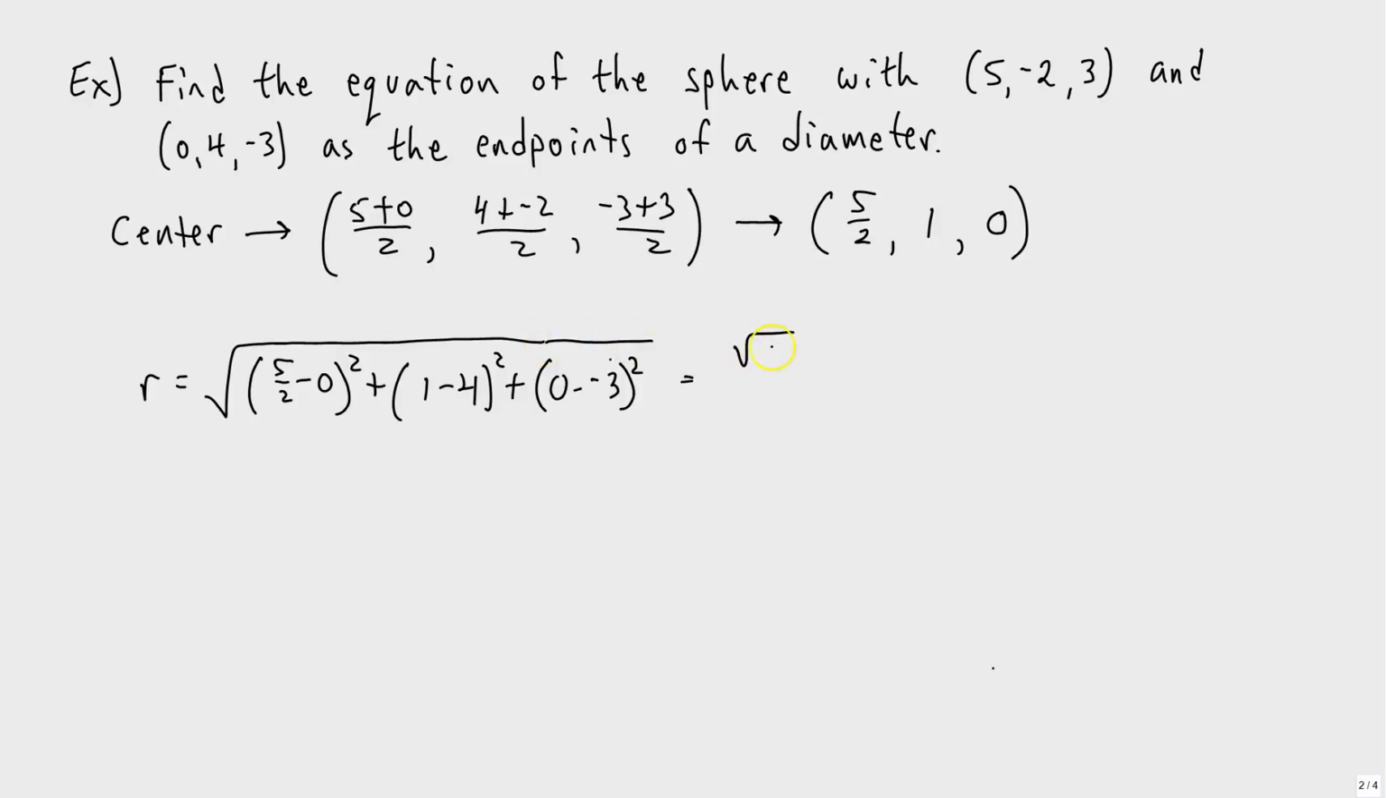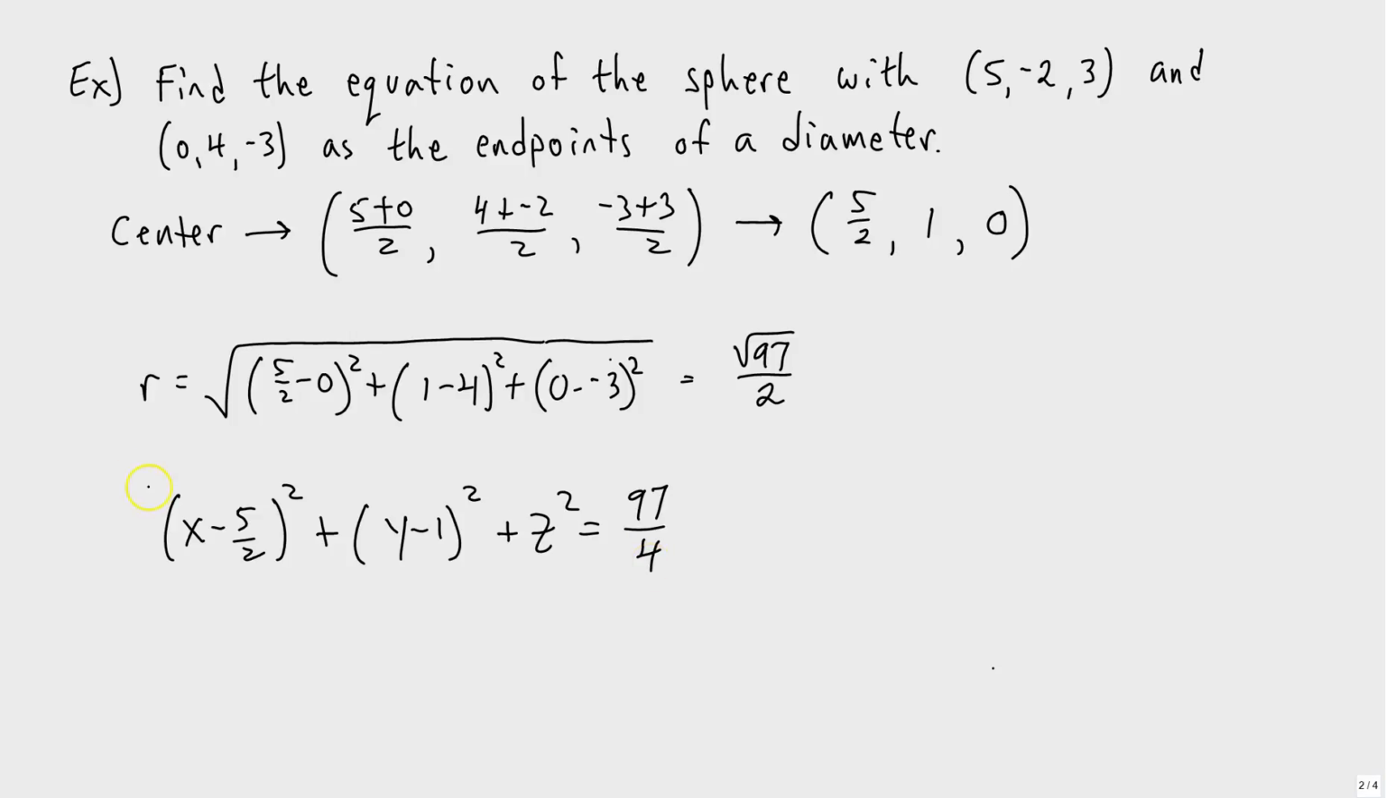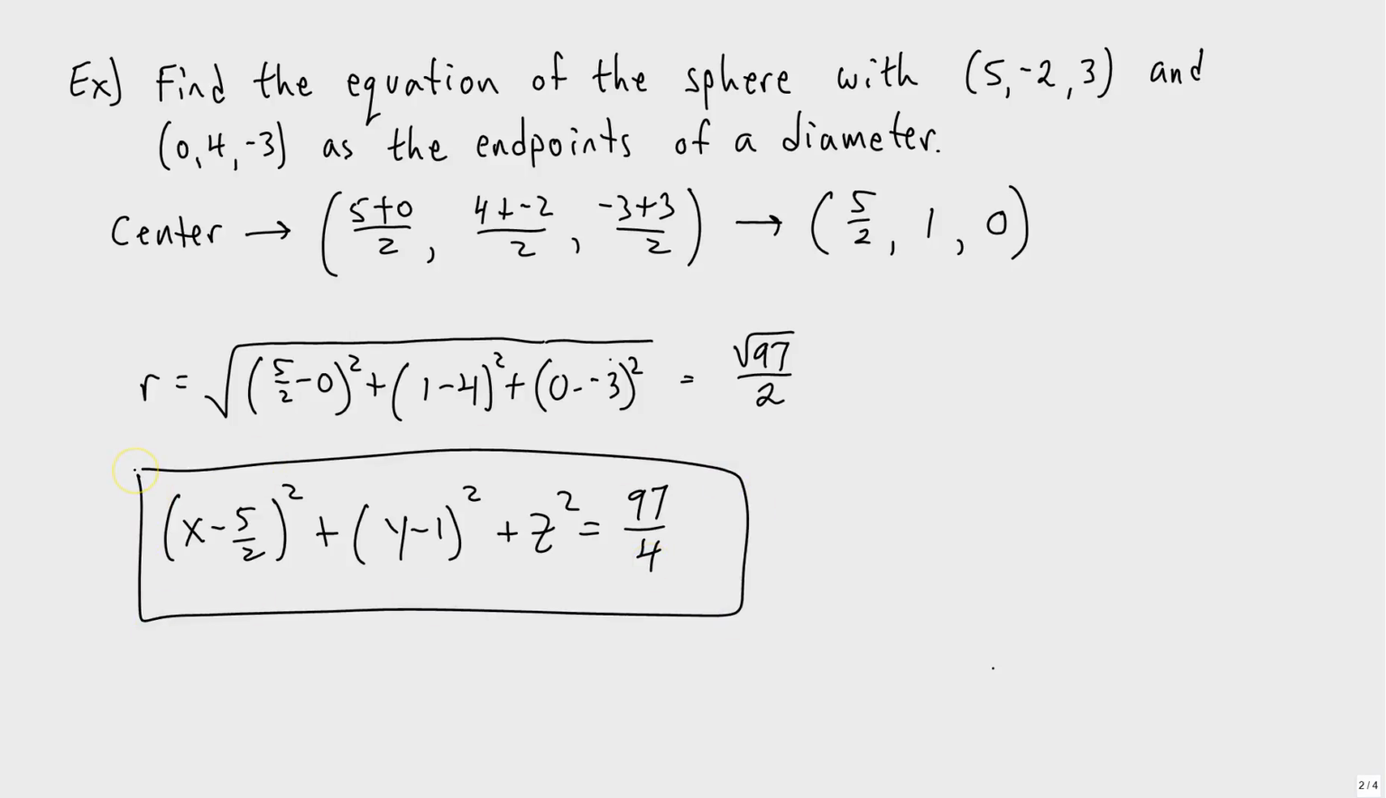And that comes out to be the principal square root of 97 over 2. So that would be x minus 5 halves squared plus y minus 1 squared plus z squared equals 97/4. So that would be the equation for the sphere with those coordinates as the endpoints of one of its diameters.